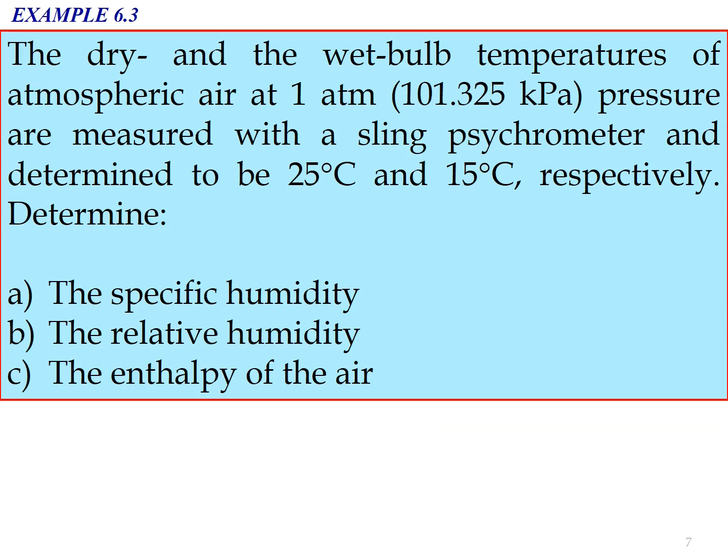Example 6.3: the dry and wet bulb temperatures of atmospheric air at 1 atm, which is equal to 101.325 kilopascal pressure, are measured with a sling psychrometer and determined to be 25 degrees Celsius and 15 degrees Celsius respectively, which means the dry bulb temperature is 25 degrees Celsius and the wet bulb temperature is 15 degrees Celsius. Determine A, the specific humidity, omega, B, the relative humidity, psi, and C, the enthalpy of the air, H.